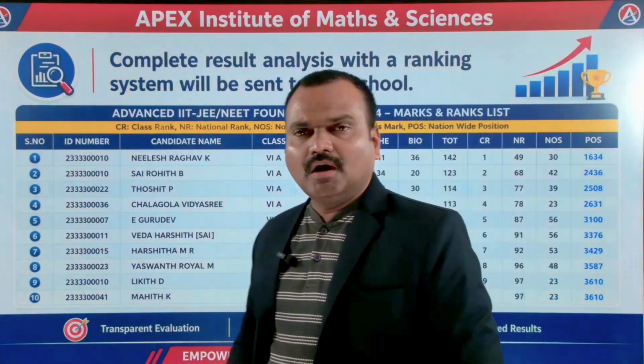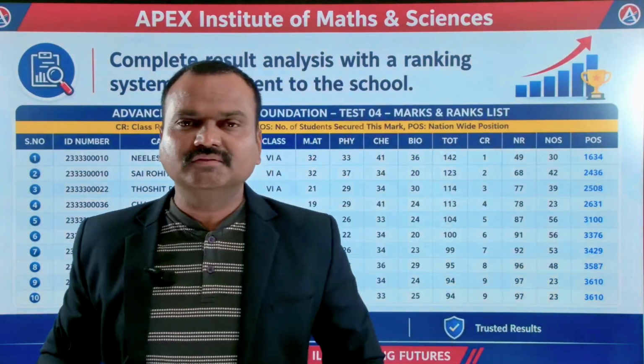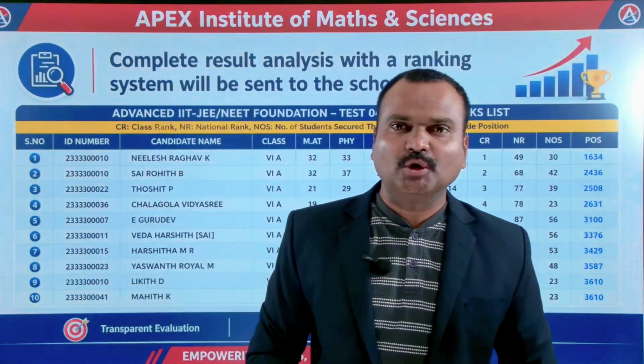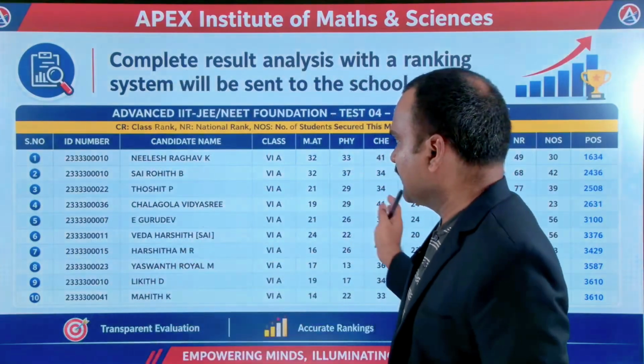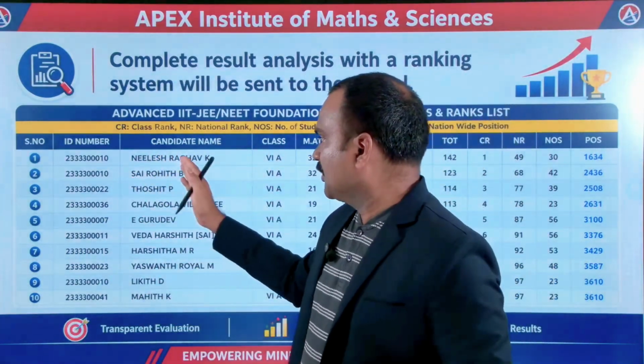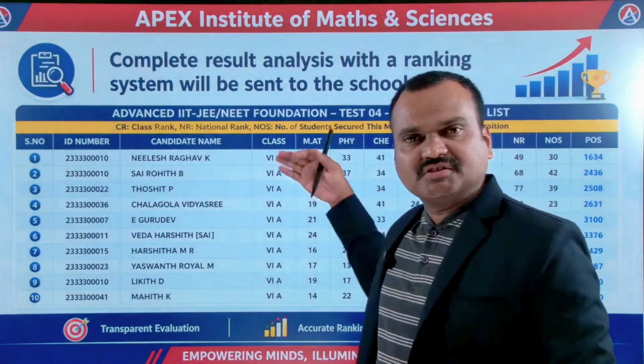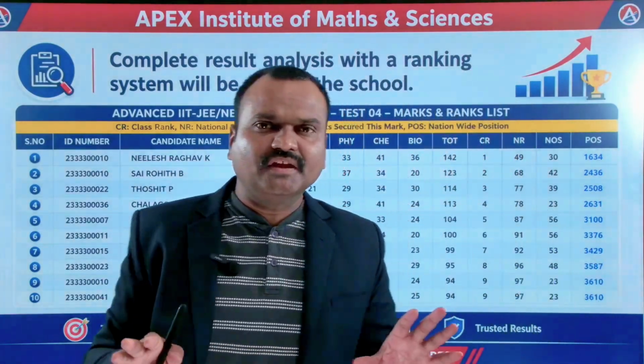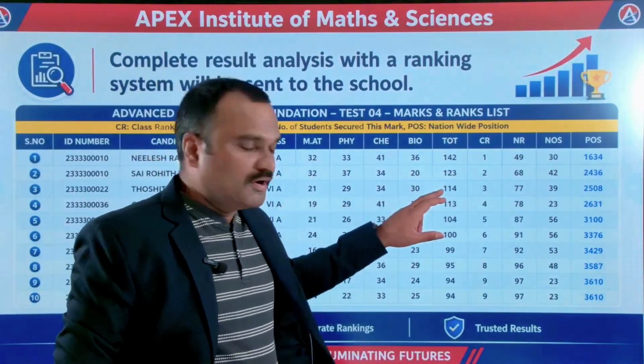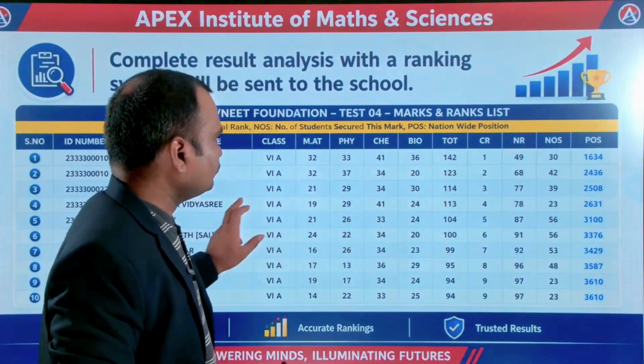As I told, based upon the ID number bubbling, the results will be given. The OMR sheets are going to be scanned. Results are given like this: student ID number, student name, class, exam details, subject-wise marks, total marks, class rank, national rank. All of these are analyzed and will be shared with you immediately after completion of the examination.